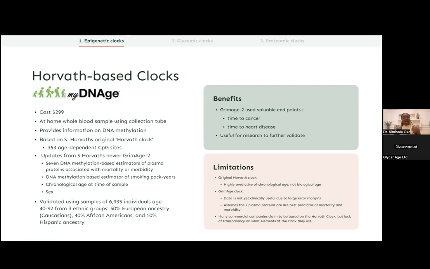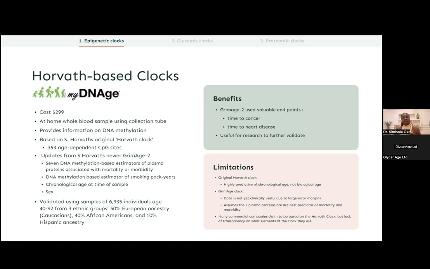Finally, I would say that when it comes to Horvath-based clocks, there are quite a few commercial companies that claim to be based on the Horvath clock, but there's this lack of transparency on what elements of the Horvath clock these companies are based on. It's not always very easy to see what part of the Horvath clock have they taken, what part of the algorithm have they actually used. And again, you have this question about how do you know what algorithms and what sites and what information they're building this biological age on.